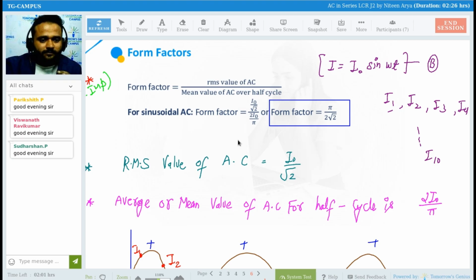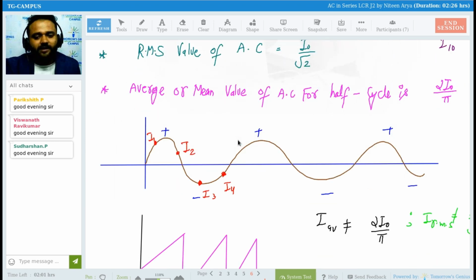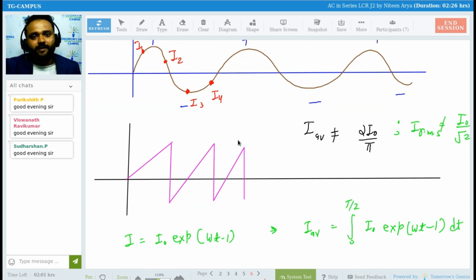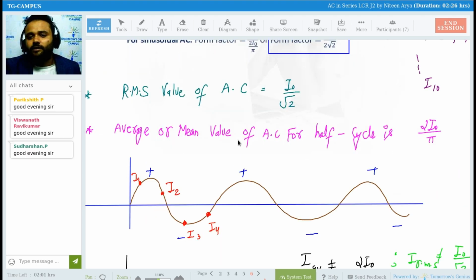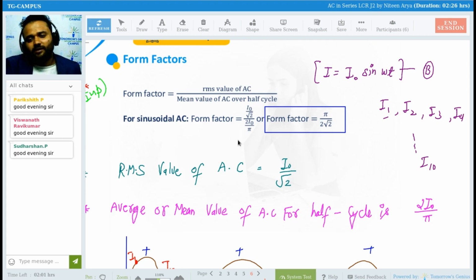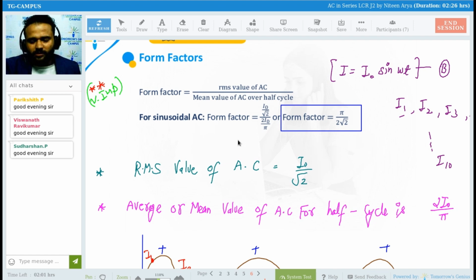Is this clear? Are you clear why I'm stating everything again and again? Because it is important. Directly they give another kind of alternating current in the equation, like a square one, and they ask the form factor. Believe me, everyone is going to write this one. They can give it as a multiple choice MCQ, or a numerical, or a theoretical question. So maximum number of times students write this.